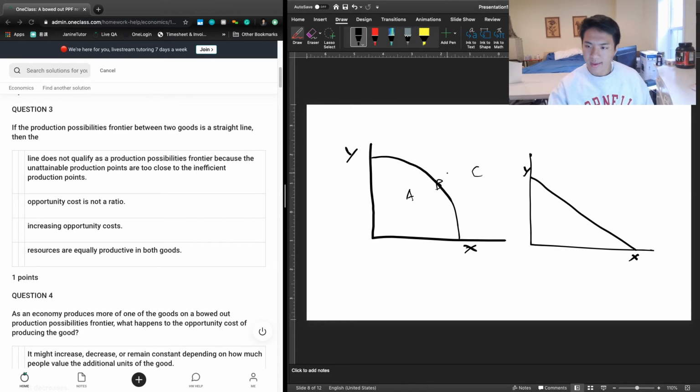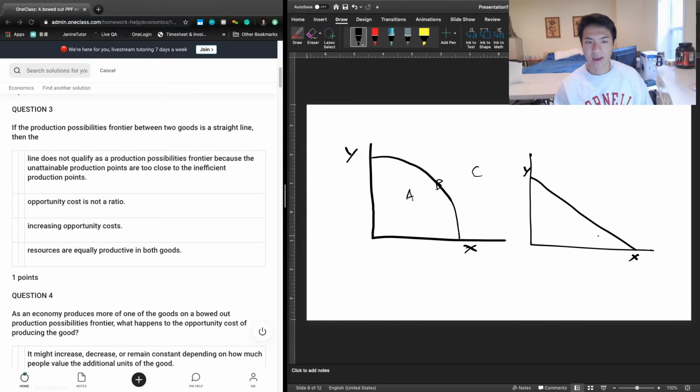And so we ask ourselves, what does this mean, right? If we think of the slope at any point in time of a production possibilities frontier as its opportunity cost between x and y, then having a constant slope given by a straight line means that the opportunity cost is constant rather than increasing. Right?